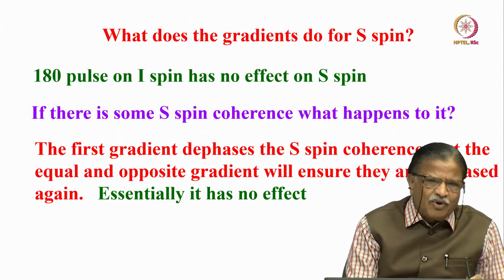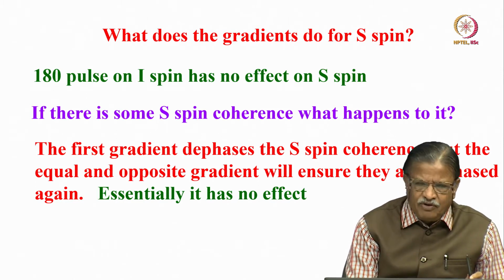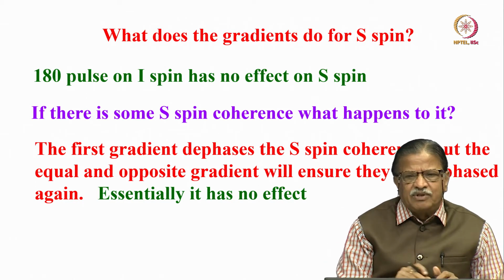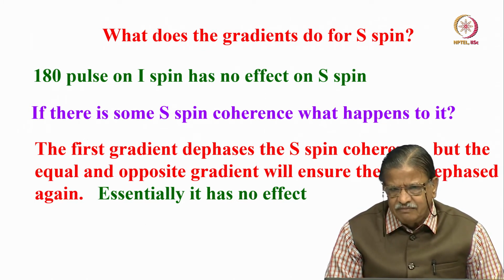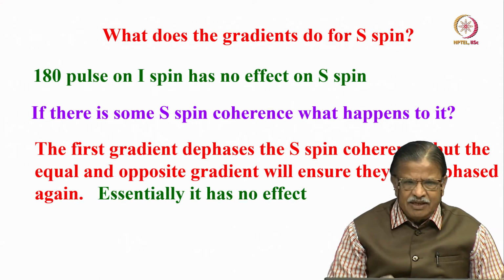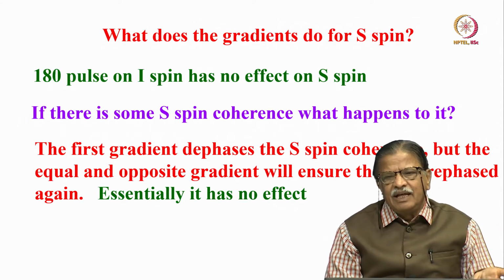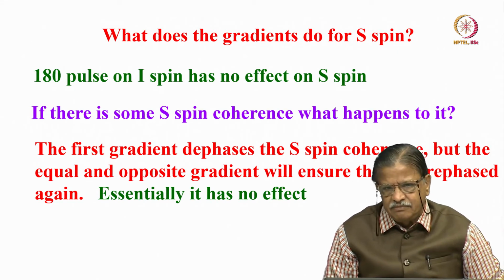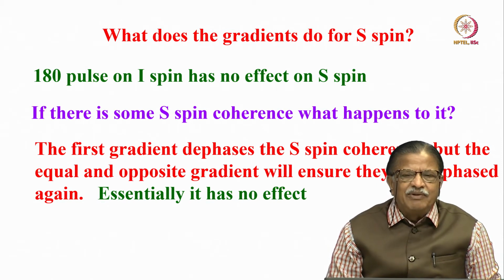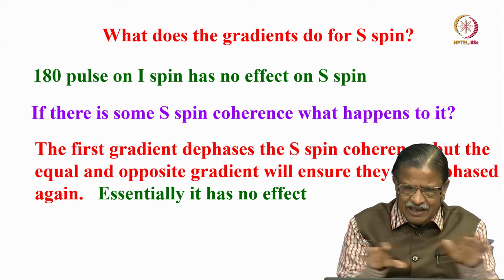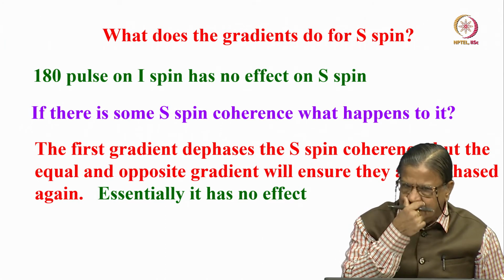if there is some S spin coherence present, there is no pulse, I agree. What will happen? The first gradient dephases that S spin coherence, but the equal and opposite gradient will again rephase it. Eventually, S spin will remain unaltered, undisturbed. You understand what I am saying?